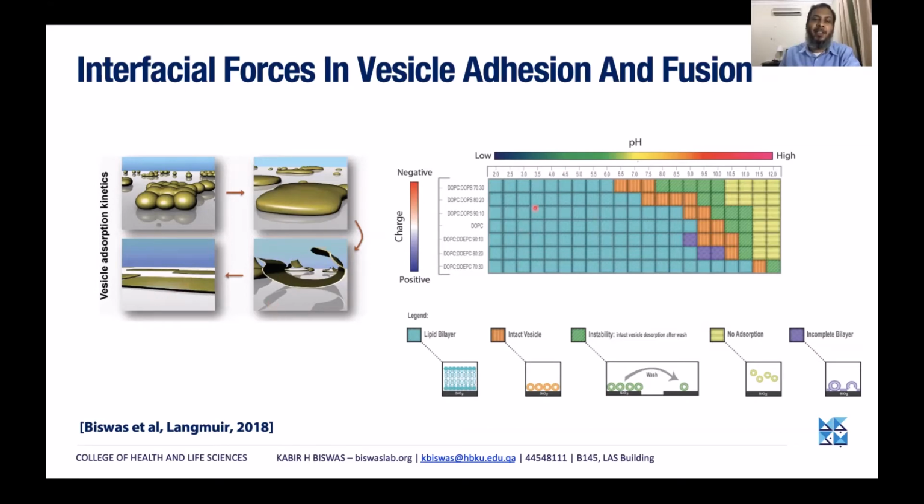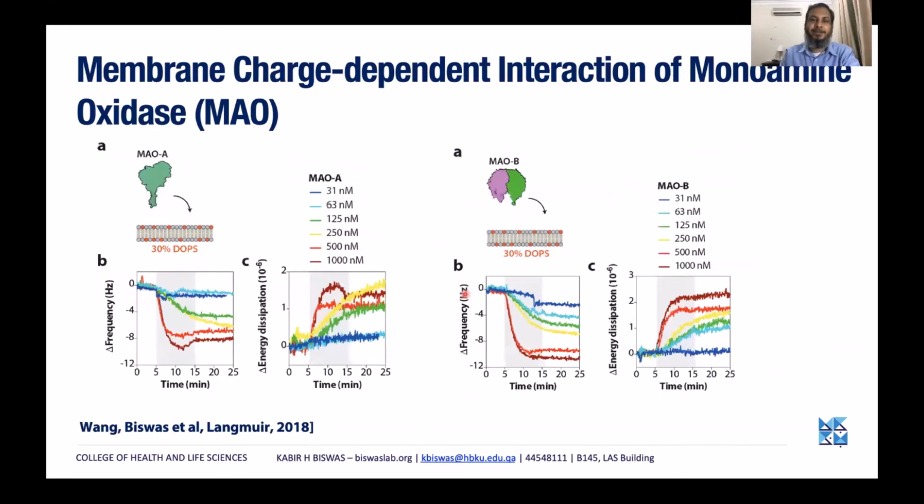This is some of the work that I did at the laboratory of Professor Cho. We can see that with increasing pH, we lose the ability of these various combinations of lipid vesicles to form supported lipid bilayers.